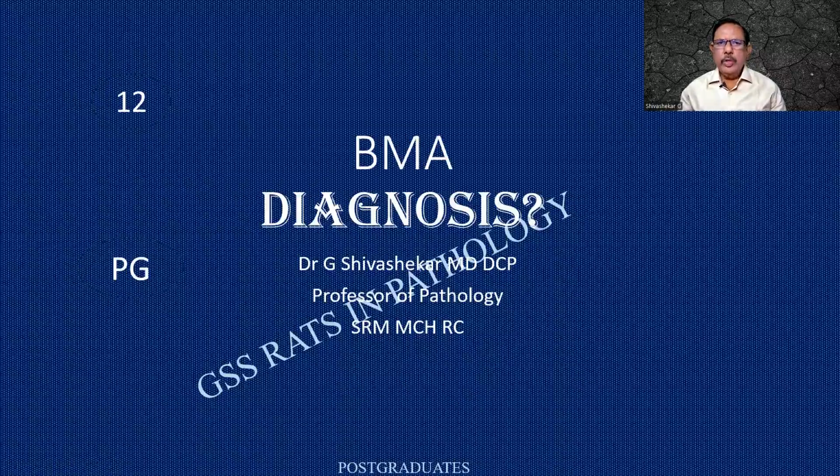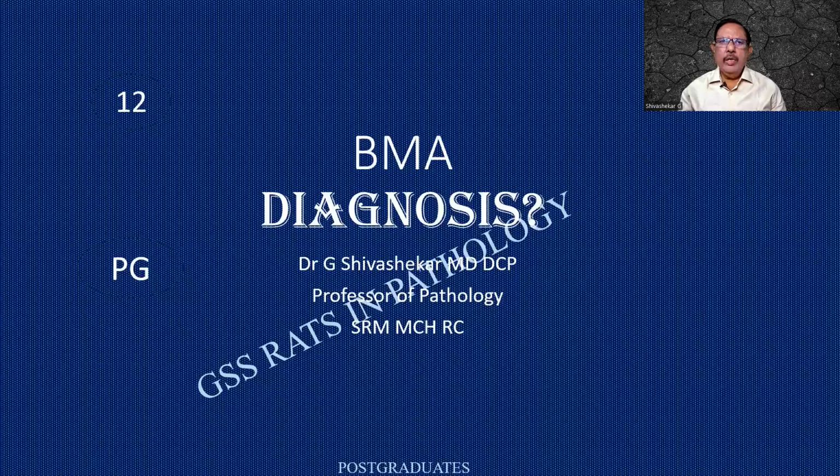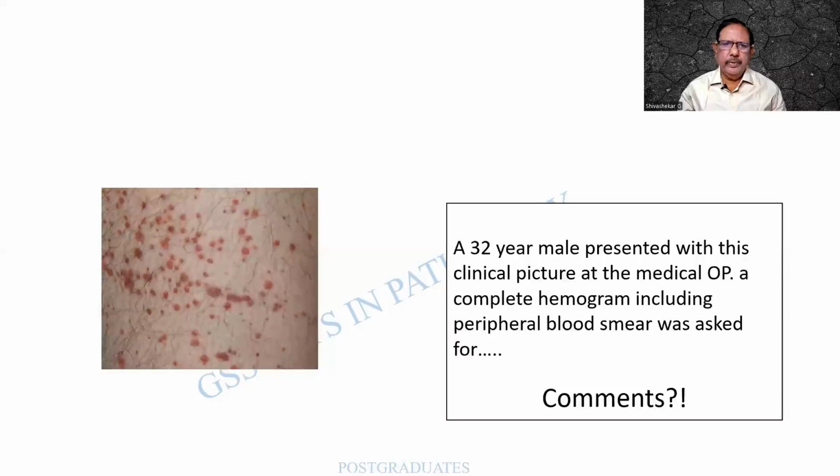Welcome to the short class on bone marrow aspiration or biopsy and the diagnosis it delivers. Class number 12 for postgraduates. A 32-year-old male presents with this clinical picture at the medical OP. A complete hemogram, including the peripheral smear, was asked. What are your comments? So this is a picture of a patient.